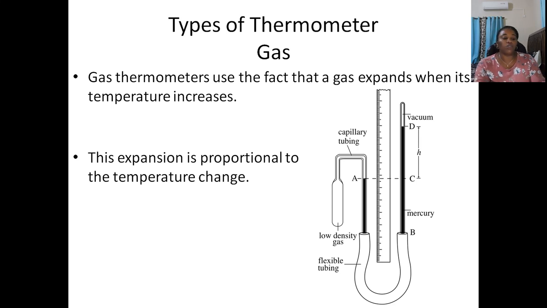Now with a gas thermometer, they use the fact that gases expand when they're exposed to heat, and so the temperature will increase. This expansion is proportional to the temperature change. If you look at it, here will be the low density gas, meaning that it's very light, and when you heat it up, it will affect this liquid column of mercury. And so it will press on the top level here at A, pushing it down.